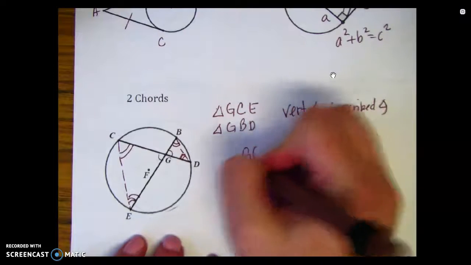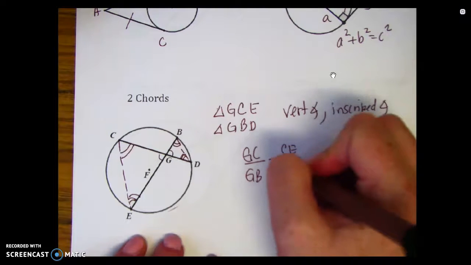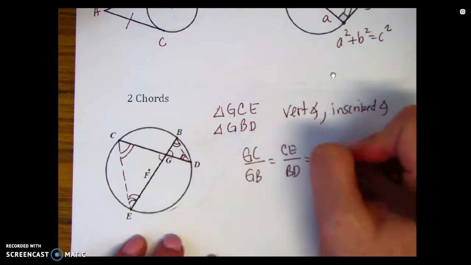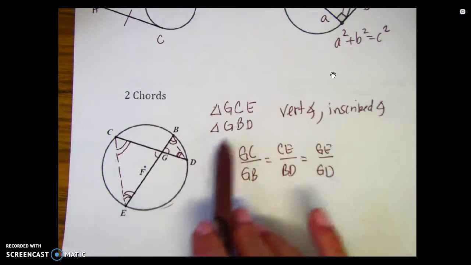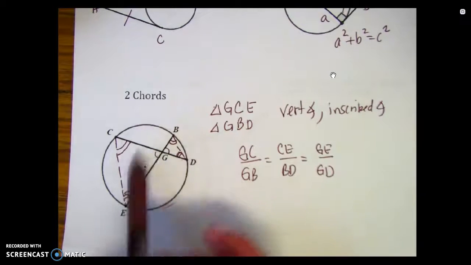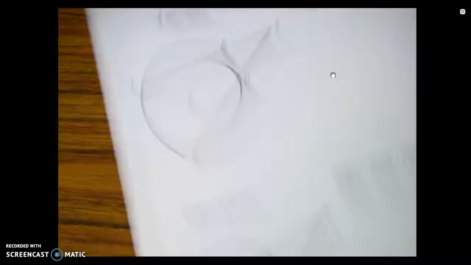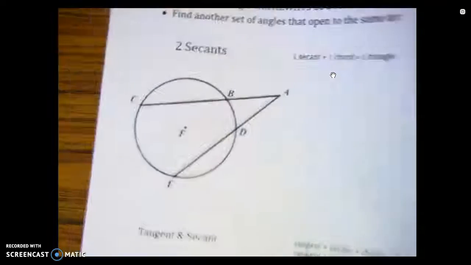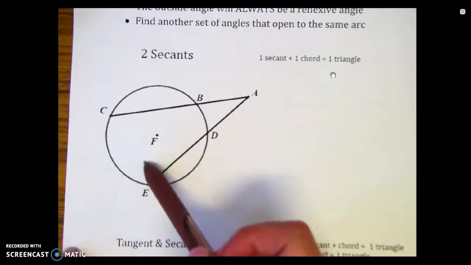From there, you would set up your proportions, just like we've been doing, substitute in, and solve. All right? The two chords is the easiest one, I believe. Sometimes you might have to draw the circle, and you might have to draw the two chords. Two secants, I think, is the next easiest one.